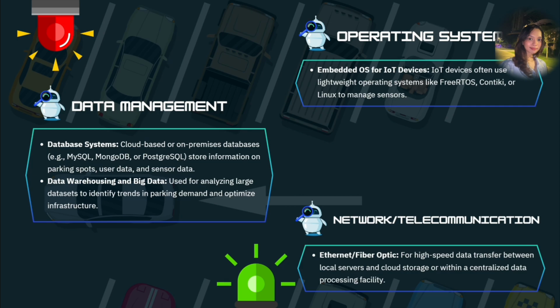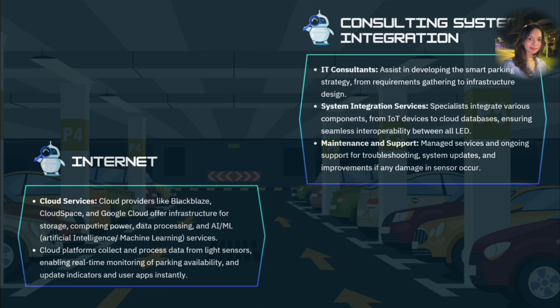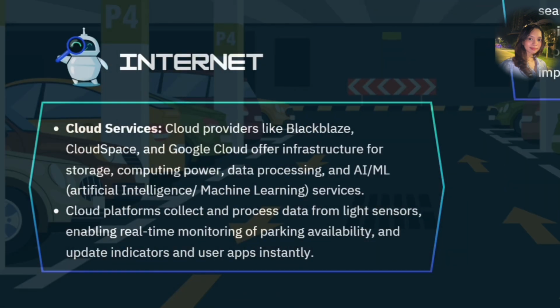Next is network or telecommunication, where Ethernet or fiber optic is used for high-speed data transfer between local servers and cloud storage or within a centralized data processing facility. Next, we will see internet terms, where cloud providers like Backblaze, CloudSpace, and Google Cloud offer infrastructure for storage, computing power, data processing, artificial intelligence, or machine learning services.